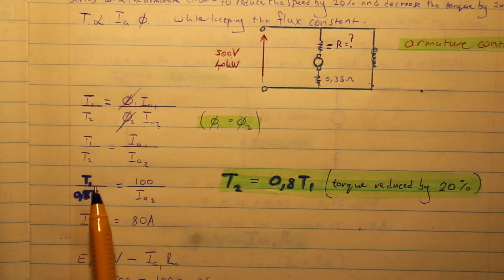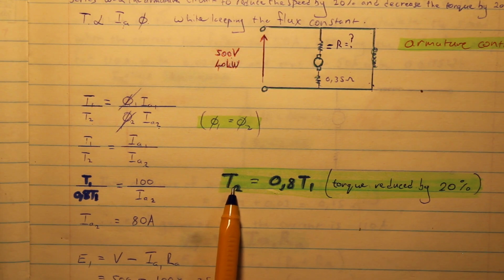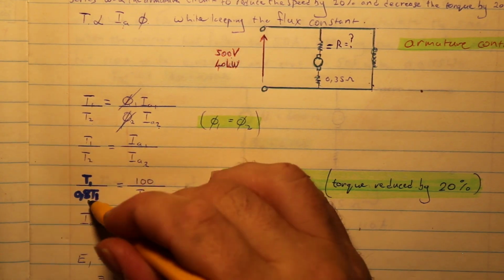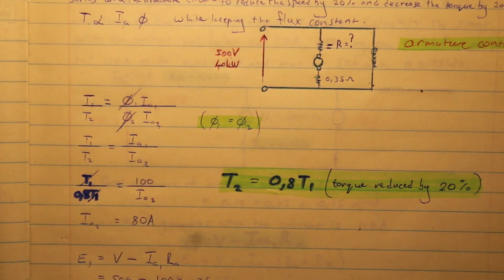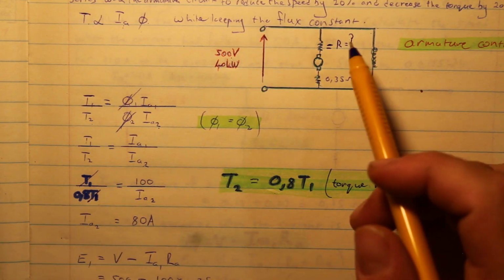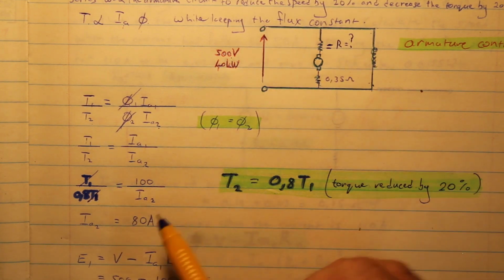So then we're going back to this formula, and we can say T1 over 0.8 T1, because we substituted T2 with 0.8 times T1, and then we can cancel out these two T's, and then we can very easily calculate what the armature current 2 is, which is 80 amps. So you can see now, because we've added this resistor in, the current through the armature has decreased.